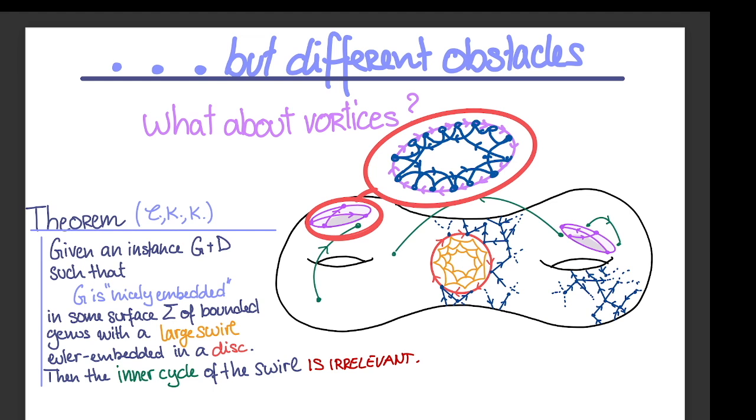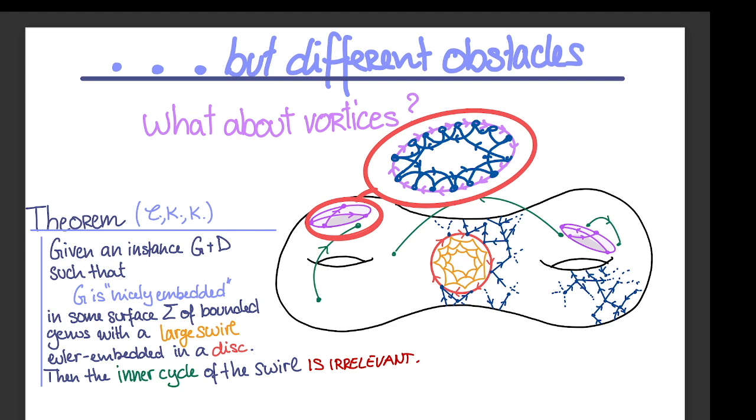And now there's the question, what happens if you still have vortices? Now the idea is to bound the number of interactions that our solution can have with vortices. So to tame how our solution interacts with the vortex, so that it cannot use the vortex too much, it cannot use it to cross paths too much, and then this roughly doesn't change the fact that the cycle in the middle of this swirl is irrelevant.